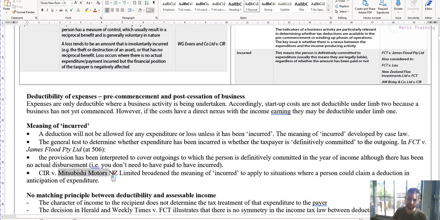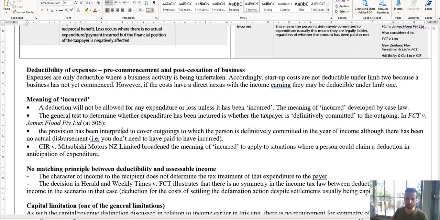And basically the background of this case here is that they had provision for warranty returns. So even though they hadn't actually had to pay any money out for the warranty returns quite yet, they said based on our experience we're expecting it, and the court actually allowed them that deduction because based on their experience they could relatively accurately anticipate that expenditure, therefore they had definitively incurred it per the court.